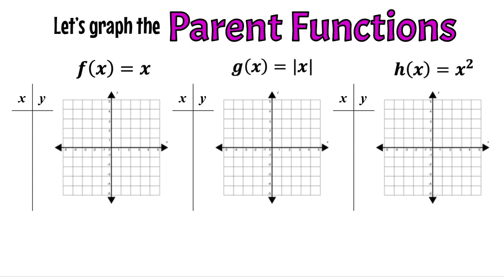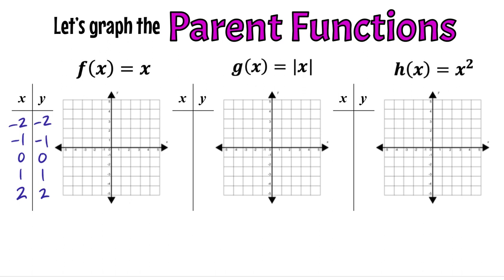In the first function, we see f of x equals x. So we're going to create a table of values. I'm going to add -2, -1, 0, 1, 2 to our table, and then we're going to evaluate. So that means we plug in -2 to evaluate f of -2, and that's going to just equal -2. So -2, and then f of -1 would just be -1, f of 0 would be 0, f of 1 would be 1, and f of 2 would be 2.